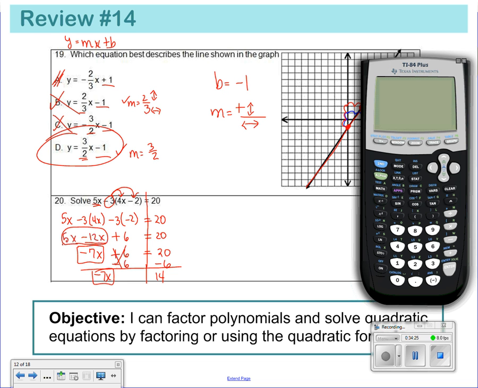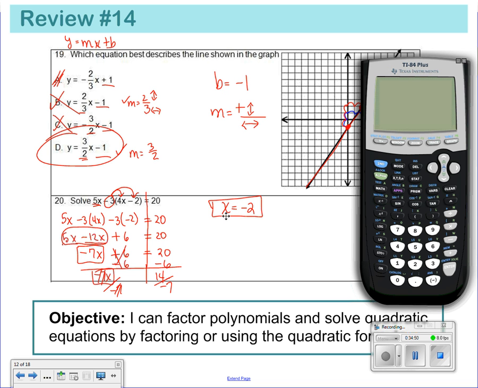I want the x by itself. I have a negative 7 times x, so to get rid of the negative 7, we're going to divide by negative 7. That negative 7 was in the box. I don't change its sign. I'm getting rid of it by division. So the negative 7's divide out. This leaves us with x by itself. And then 14 divided by negative 7 gives us a negative 2. So our solution is x equals negative 2.